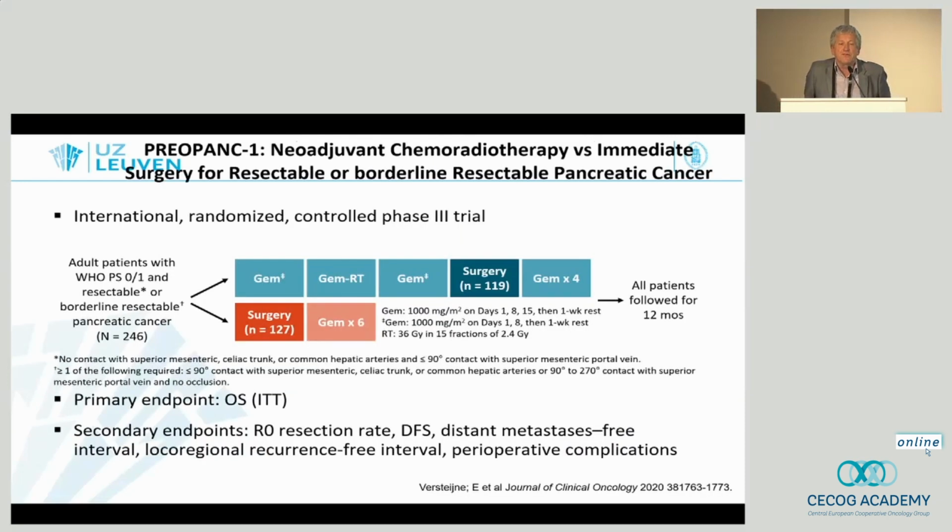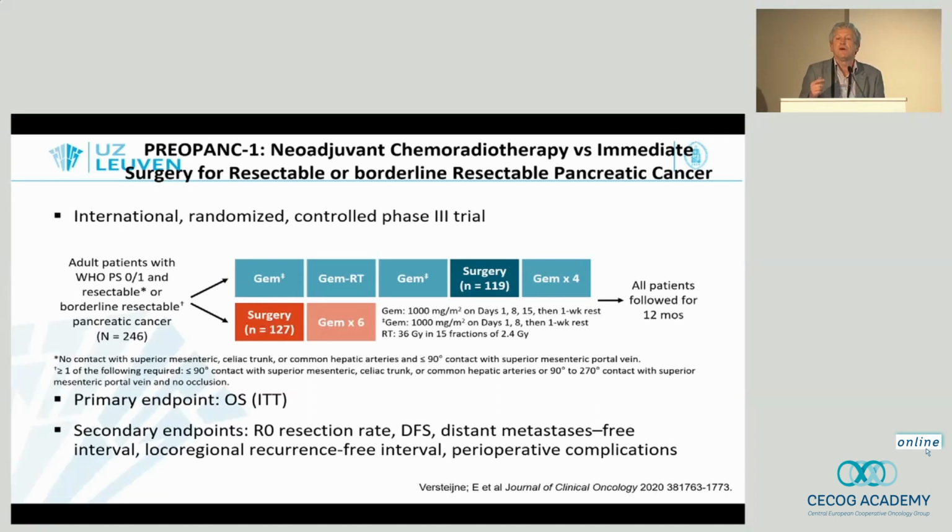What are the data that we do have in this setting? We don't have an enormous amount of data. We have some presentations at different meetings. One of the largest studies and fully published is the Dutch Preopanc study, a randomized study of gemcitabine, followed by gemcitabine radiotherapy, followed by gemcitabine, and then the operation and then adjuvant chemotherapy. The other arm, the so-called control arm in orange, were patients who underwent surgery followed by adjuvant gemcitabine.